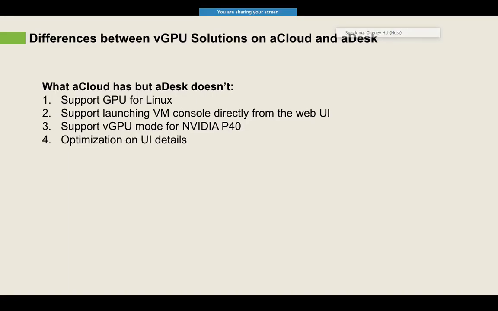That is also a difference between our aCloud and aDesk VGPU solution. On aCloud, we can support VGPU mode for NVIDIA P40. To my knowledge, aDesk can only support NVIDIA M60 and M10. NVIDIA P40 is more suitable for deep learning workloads. It's more suitable for machine learning training.